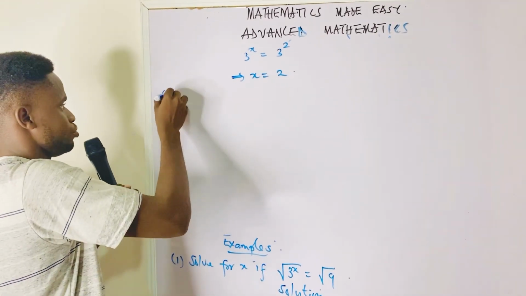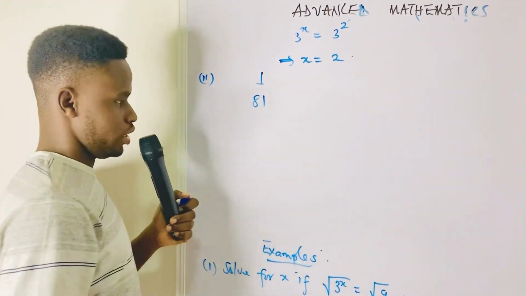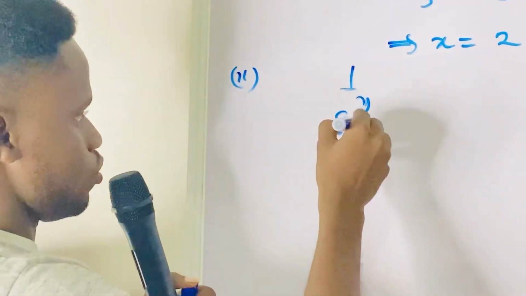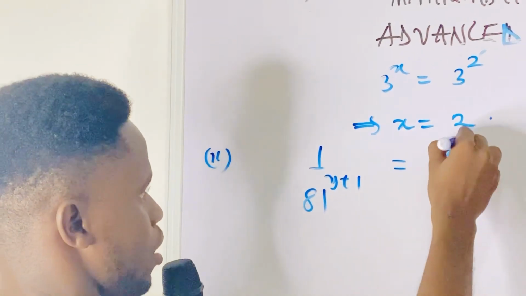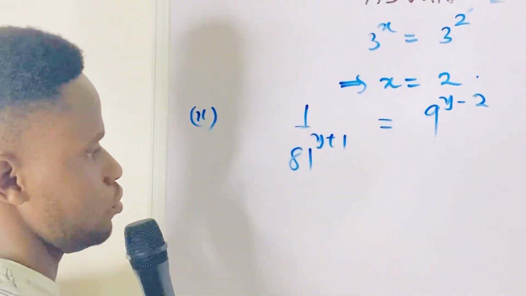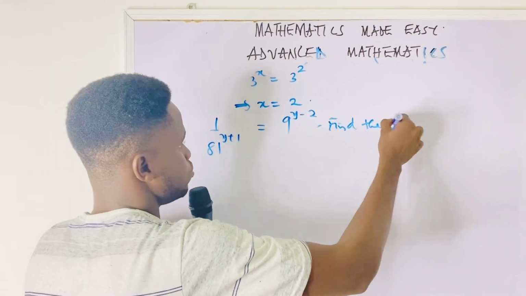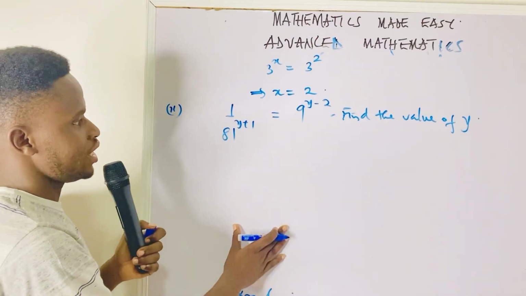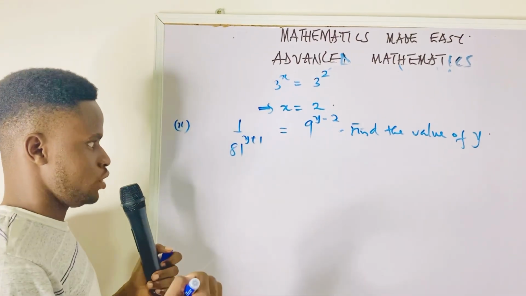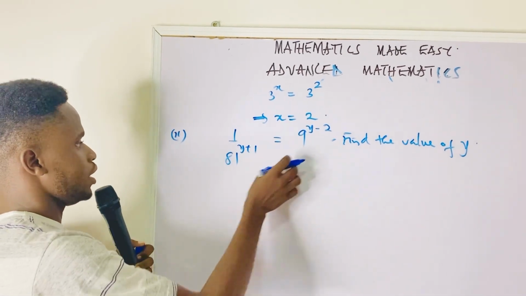Let's consider another example. If I give you a more complex one, like 1 over 81 raised power y plus 1 equals, let's say, 9 raised power y minus 2, like this. And you have to find the value of y. If you take this equation now, you realize that you can condense the numbers involved to the same base, but the power will be different. Like 81 and 9 now.